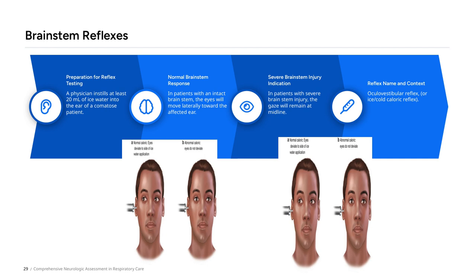To perform this test, a physician will instill at least 20 milliliters of ice water into the patient's ear while they are in a coma. It's important to prepare carefully for this procedure to ensure accurate results and patient safety. This reflex helps us understand the level of brainstem integrity, which is crucial in our overall neurologic assessment in respiratory care. Recognizing these responses guides us in determining the severity of brain injury and planning appropriate management.